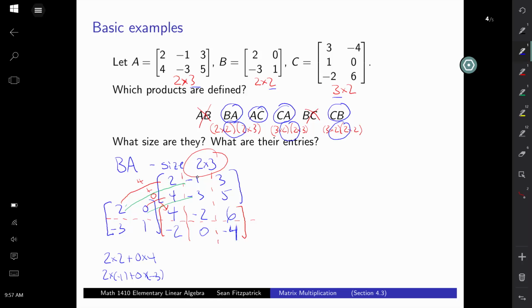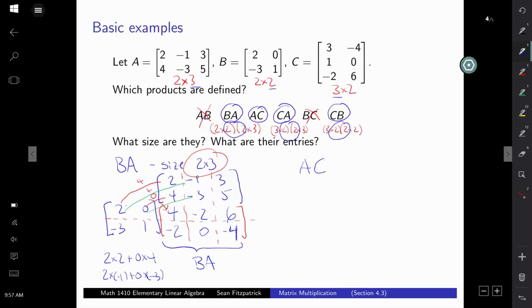Okay. So that's B times A. So B times A is this matrix right here. Okay? And we can do some of the other ones. So I'm not going to do all of them. We don't have room to do all of them, but let's do at least one more.